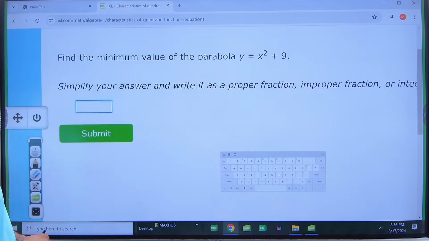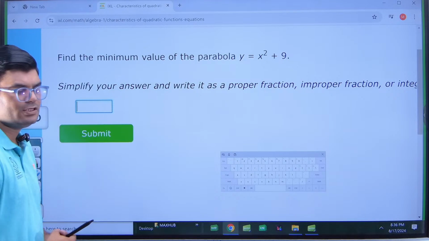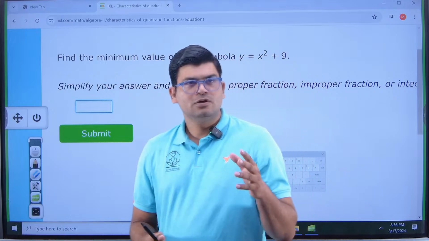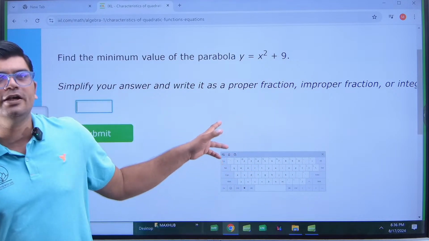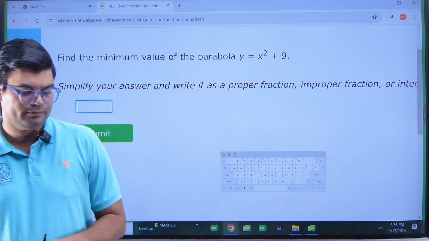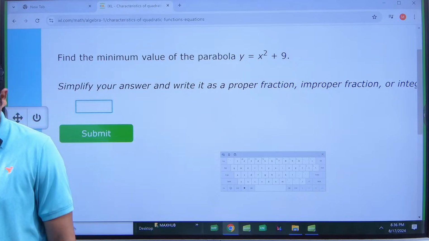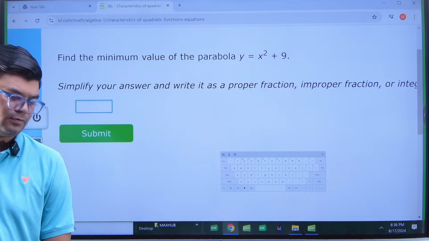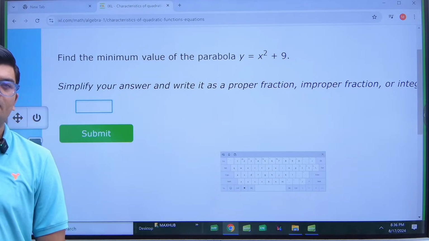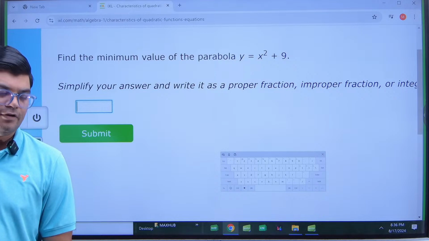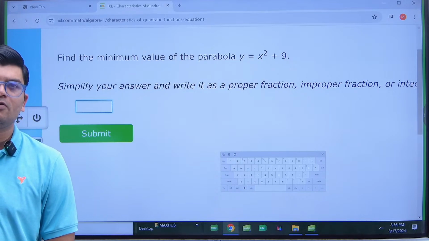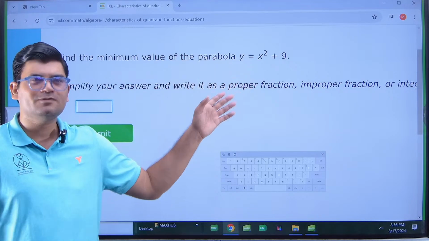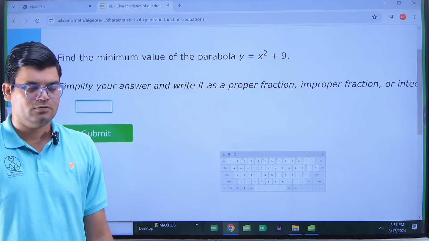Wonderful. Now do this one, the minimum value of the parabola. Minimum value means first you find the x coordinate, that is minus b upon 2a, and then find the y coordinate. No, you don't need to find the x coordinate, you can simply find minus b square minus 4ac upon 4a. You have the formula now.